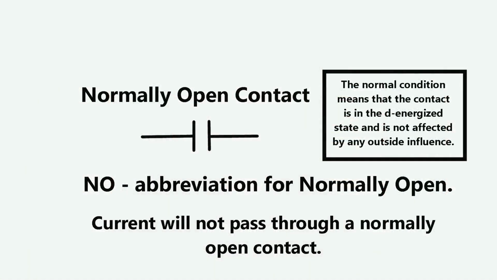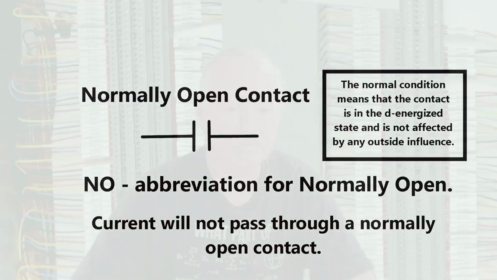The next term we're going to talk about is normally open, and it refers to contact switches and hundreds of other devices that conduct or do not conduct. And we refer to something that does not conduct current as a normally open contact. When it is open, it will not allow current to pass. NO is the abbreviation for normally open. And the normal condition means that the contact is in a de-energized state and is not affected by any outside influence.